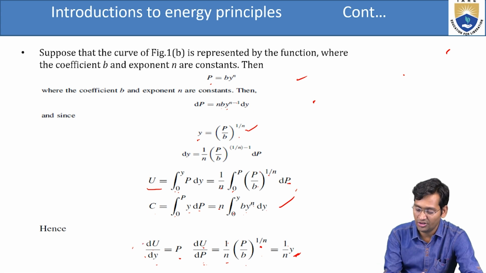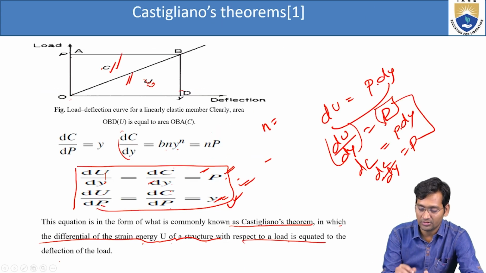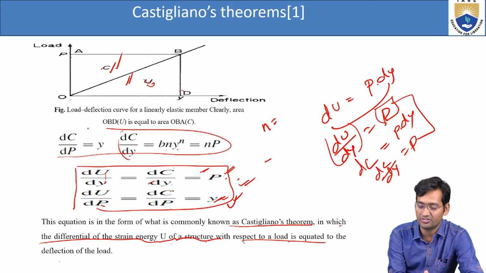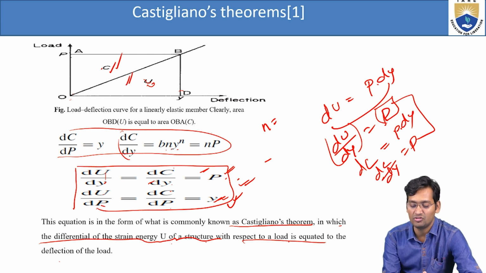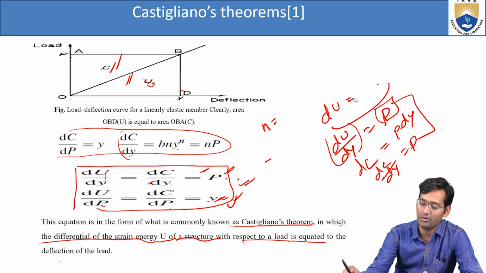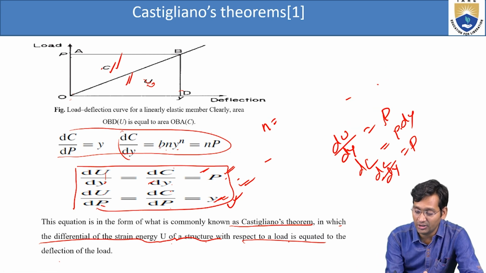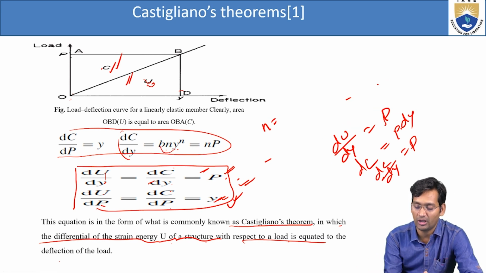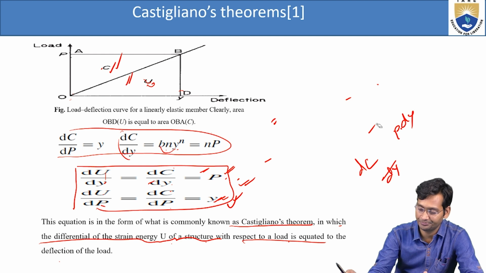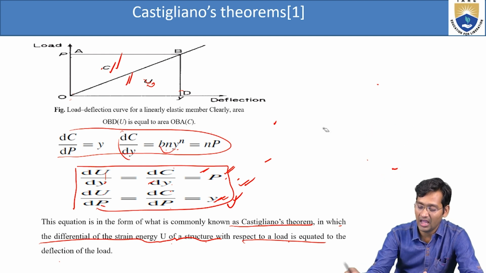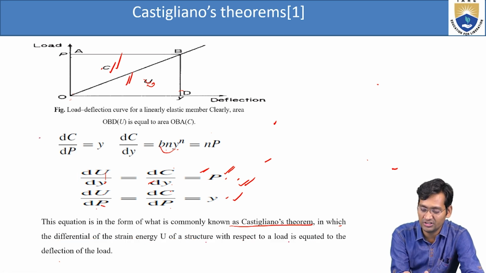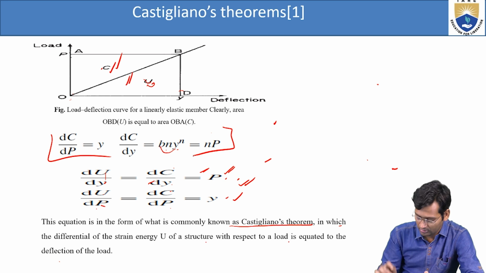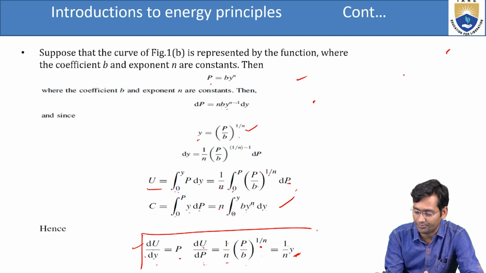Next, this is for strain energy. Right. Complementary energy, this is first complementary. So dC by dP is y, and dC by dy equals n B y to the power n. So right, B into y to the power n is what? P. So n into P. So now we have two equations in terms of this one. So first see this equation, and in the previous slide this equation.